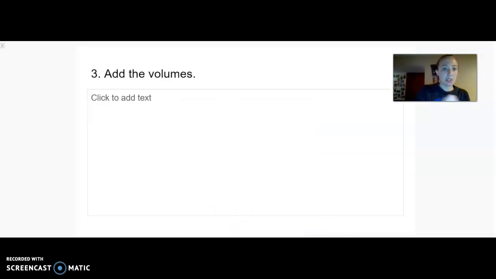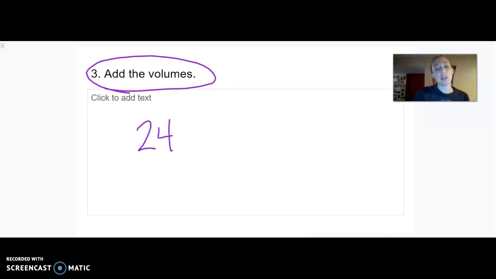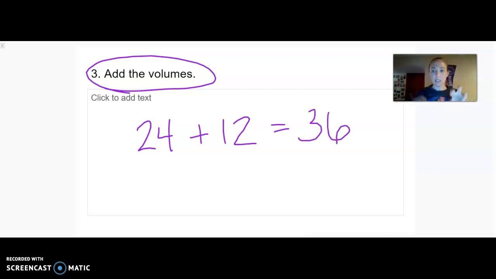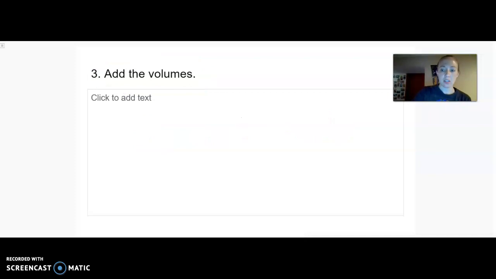And then the last step is to add the volumes. So if we had 24 and 12, we can just add those together to get our total figure of 36. You still have the picture on your notes so you can see, this piece and this piece together gets me my total volume. All right, let's do some practice.